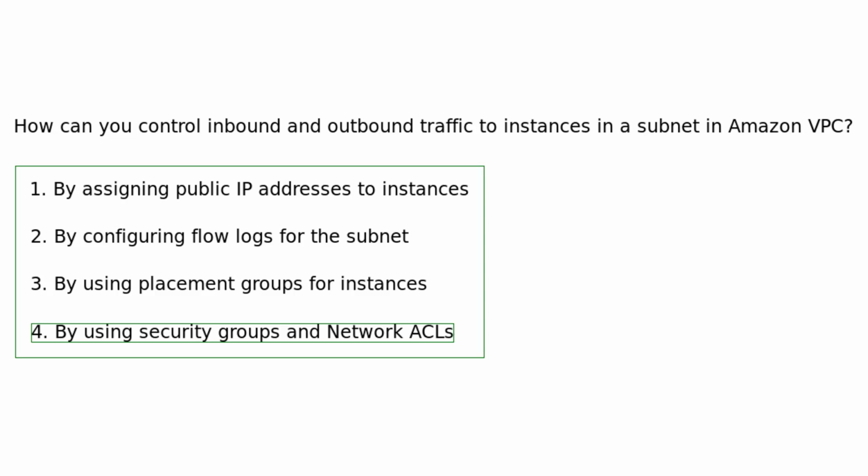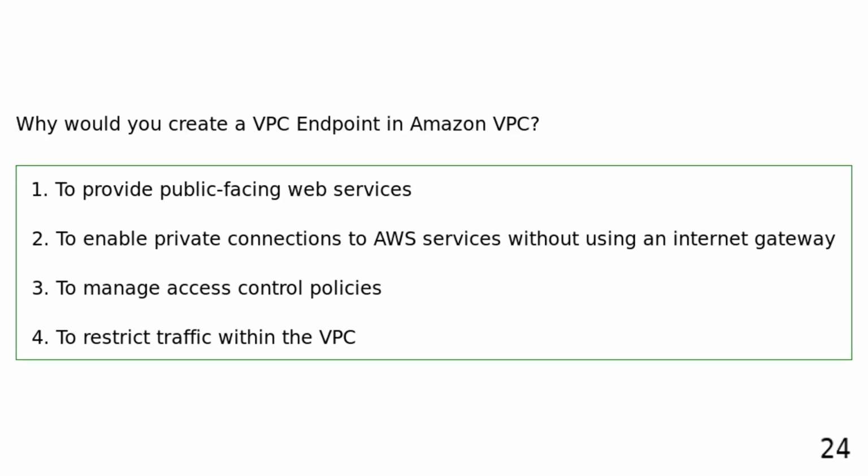Why would you create a VPC endpoint in Amazon VPC? To provide public-facing web services. To enable private connections to AWS services without using an internet gateway. To manage access control policies. To restrict traffic within the VPC.